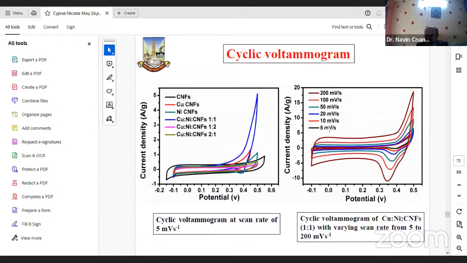The scan rate we have done is 5 millivolt to 200 millivolt per second. That blue line of copper nickel carbon nanofiber seems to be very rich in current density. This is the cyclic voltammetry of copper nickel carbon nanofiber 1:1 with varying scan rate from 5 to 200 millivolt per second.